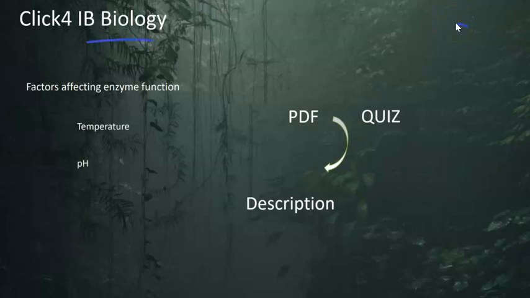Click for IB Biology. Here we're looking at how conditions within the cell, such as temperature and pH, may affect enzyme function. There's a PDF of this presentation in the description down below and a quiz that you can take to check your understanding.